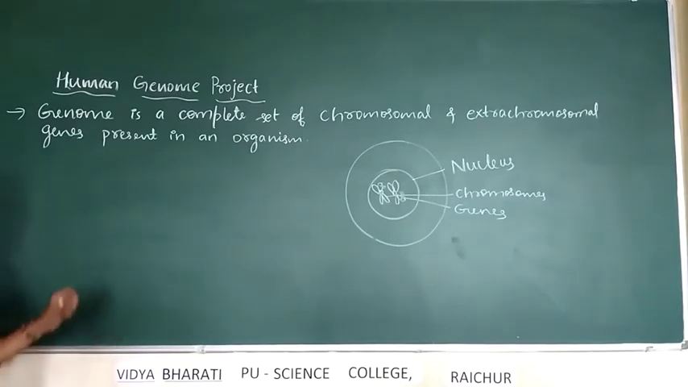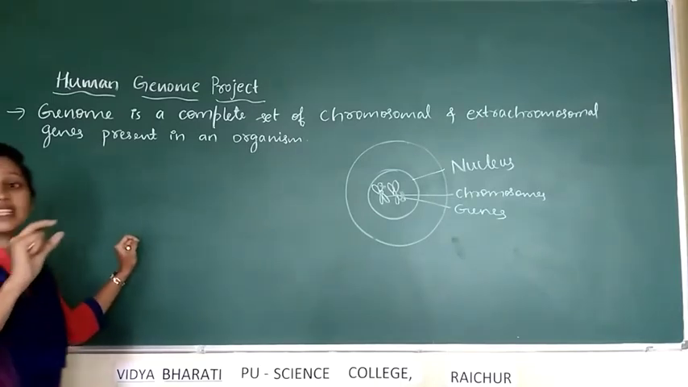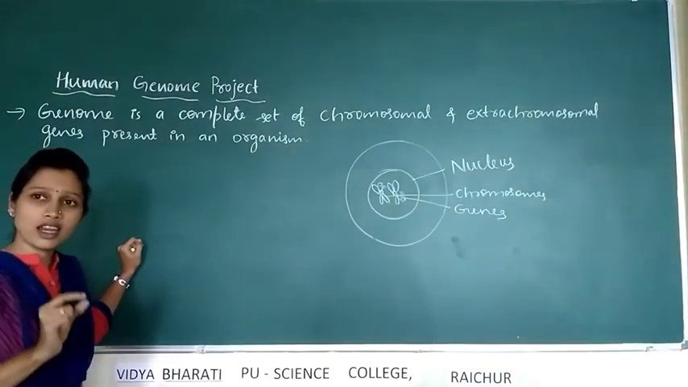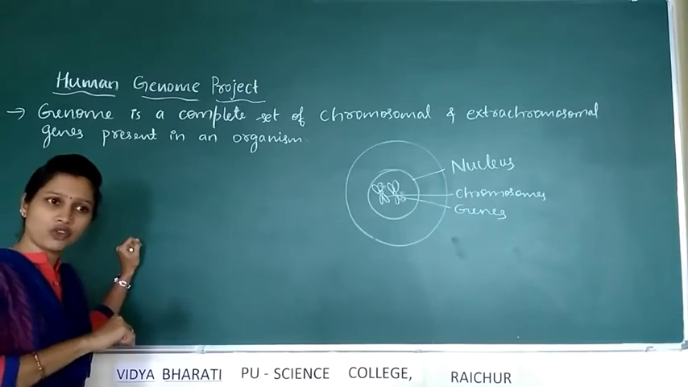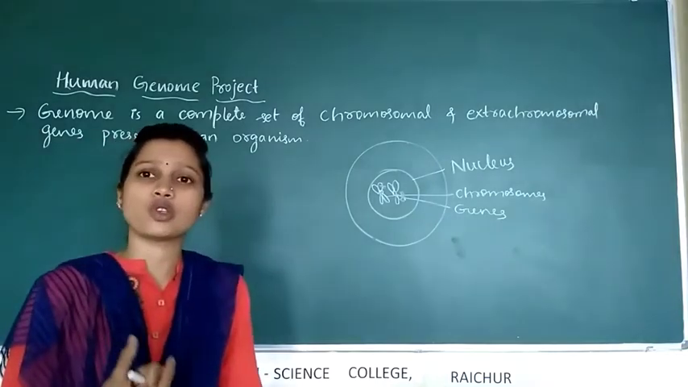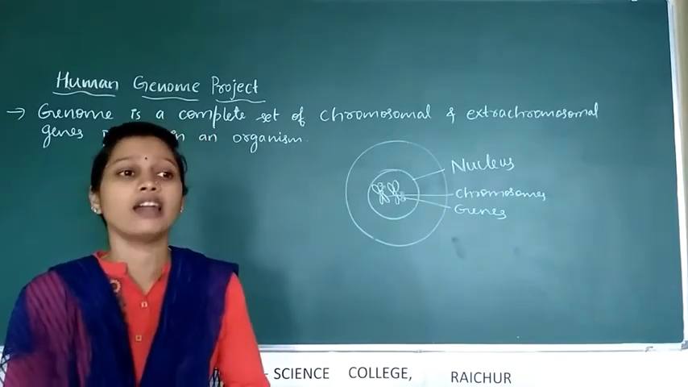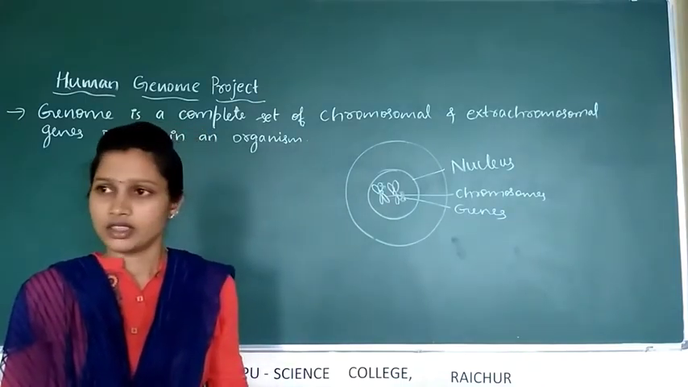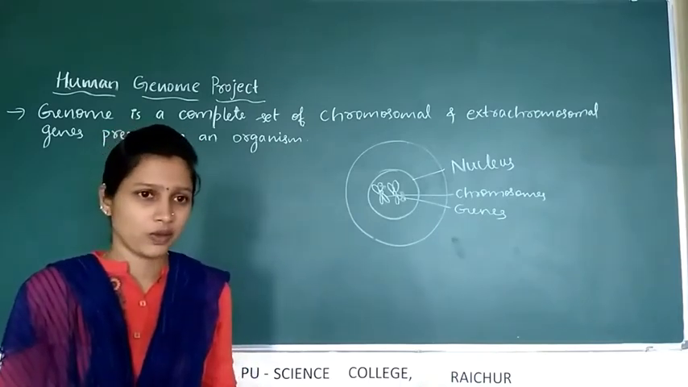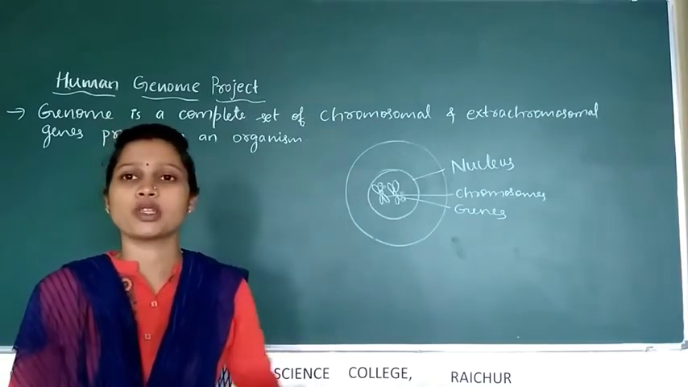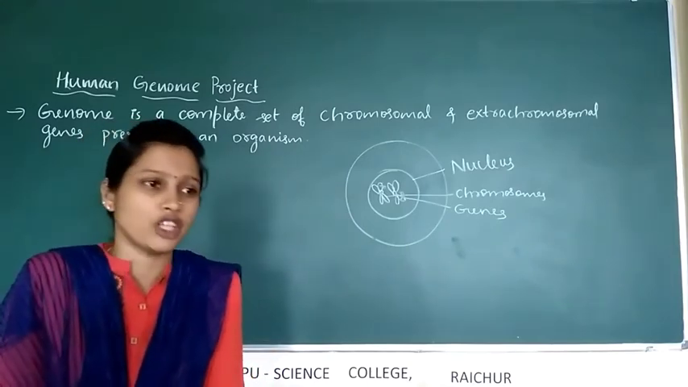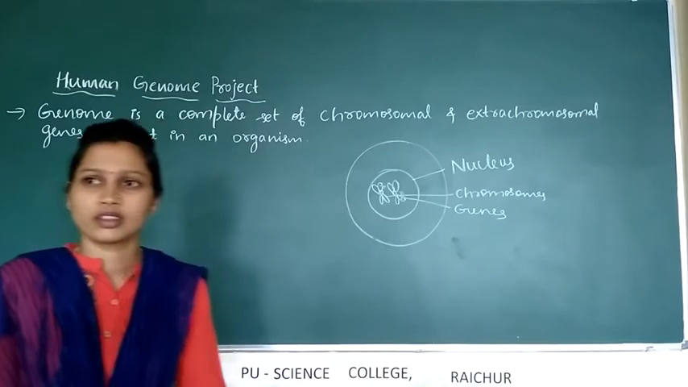Clear? We can observe differences in the DNA sequences of different individuals. DNA sequences of different individuals are different. That difference is responsible for the specific identity of a human individual. Clear?